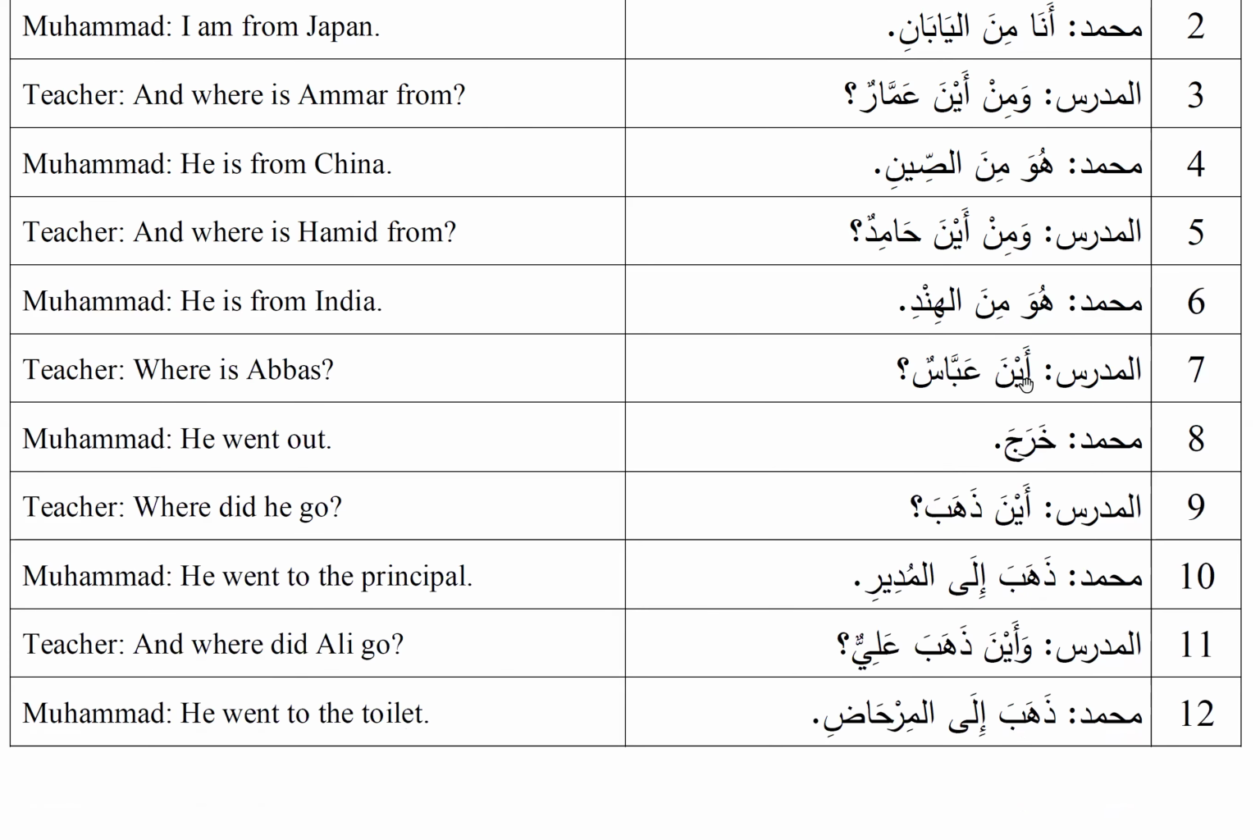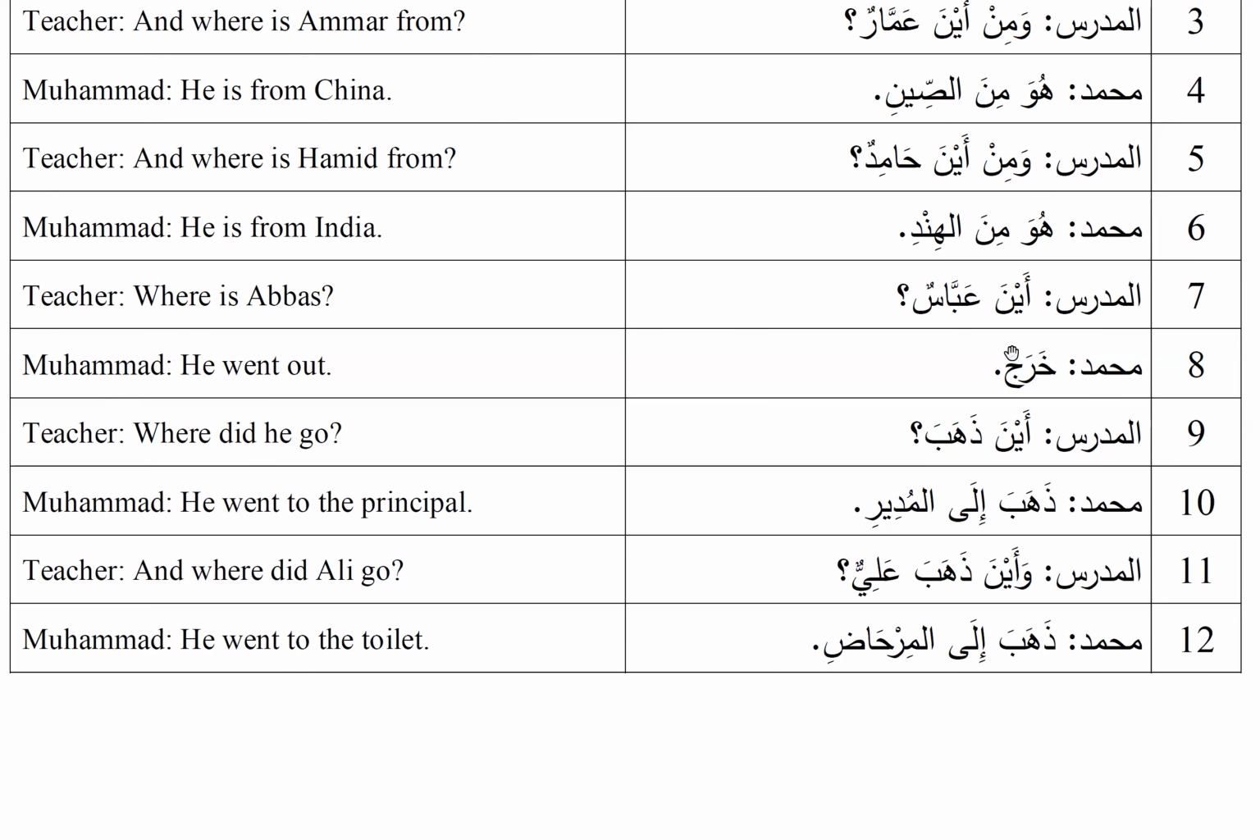Mudarris asks, Aina Abbasun, where is Abbas? Now here is not about where is he from. Now he's asking, where is he? There's no min here. So Muhammad says kharaja. It means he went out. Now this is a verb alone. However, the verb has the pronoun inside it. So if you just put kharaja like that, the he is already there. He went out. So kharaja means to go out.